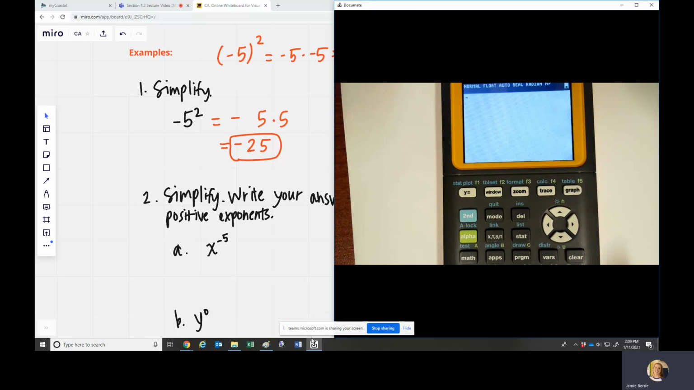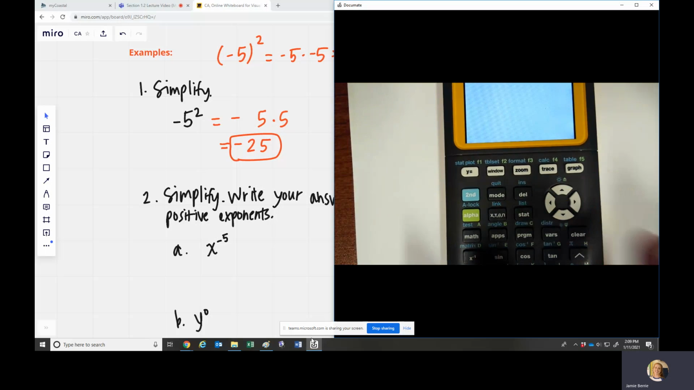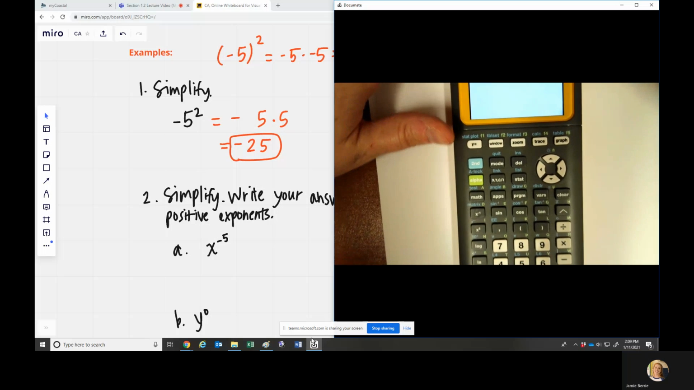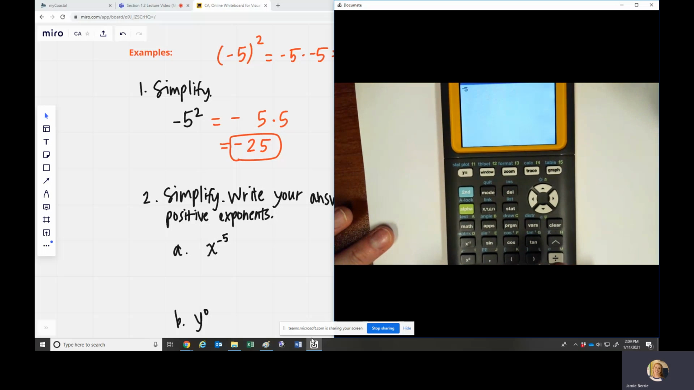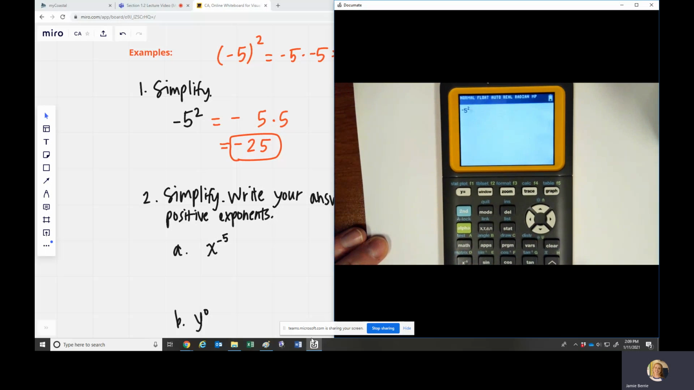So you could have -5 squared. We have a special squared button, or you can just do the exponent again. I guess I'm a little too close. You can see that little special squared button is diagonal from the 7. So -5 squared is -25.